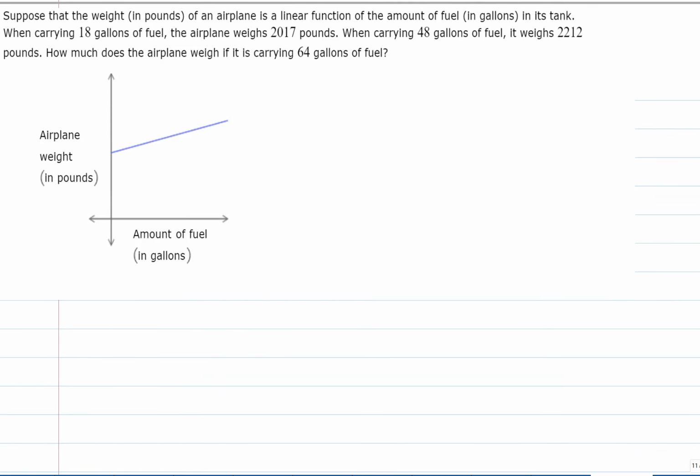Let's start deconstructing this. We don't need to copy the whole thing down. What do we start by figuring out? What's our x? Good, look at the picture. What's our x? See, that tells me that 18 gallons of fuel, that is an x, isn't it? What's the y? Right? Read it. Airplane. So that weight, 2,017 pounds, that's a point. 18 comma.